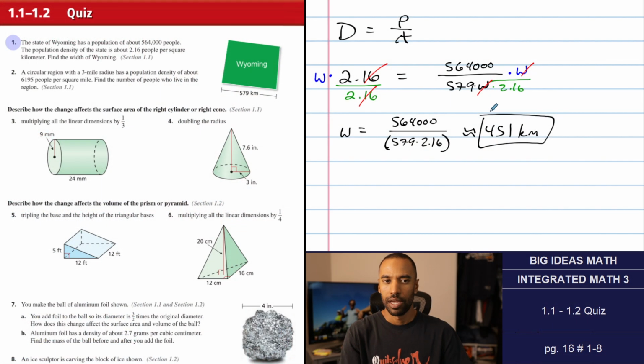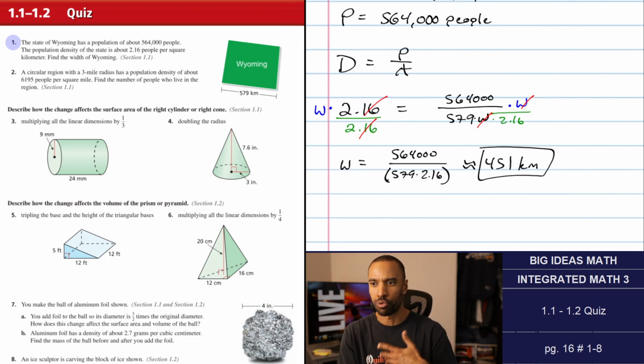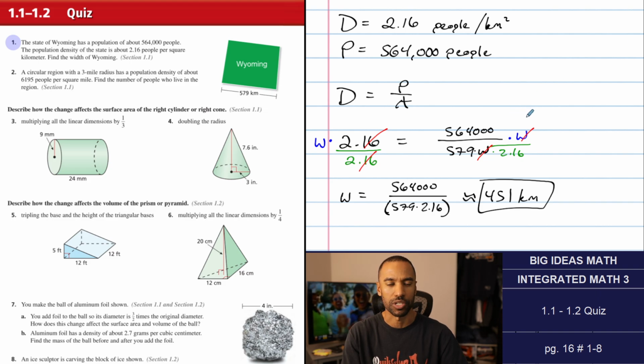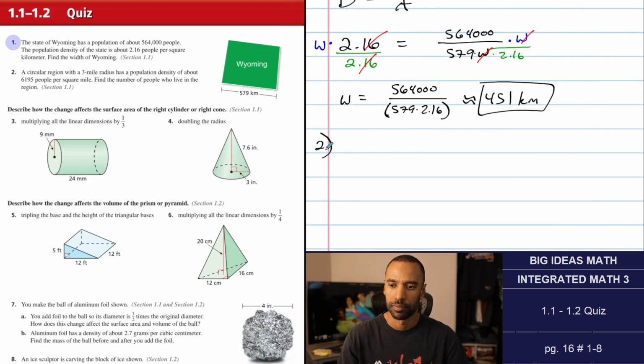I don't know, did they say to the nearest something? Let's see. Find the width of Wyoming. We can say to the nearest kilometer. So this will be around 451 kilometers for Wyoming. Nicely done. I guess it could have been done a little bit faster, but I love some explanations as we're still moseying through the actual sections. We're still kind of learning as we go. And that's number 1. Number 2. If only every problem would be that duration.